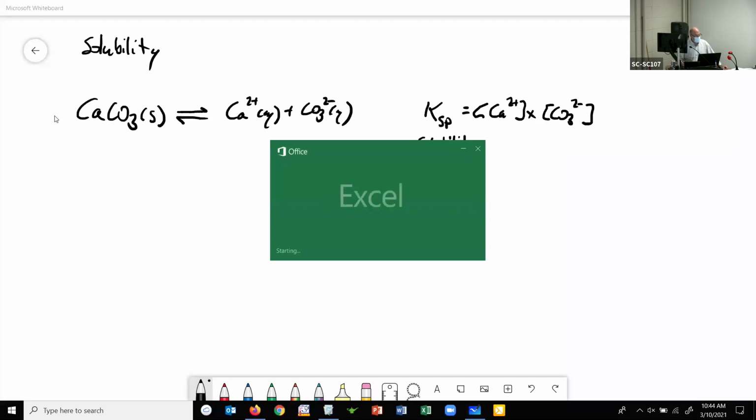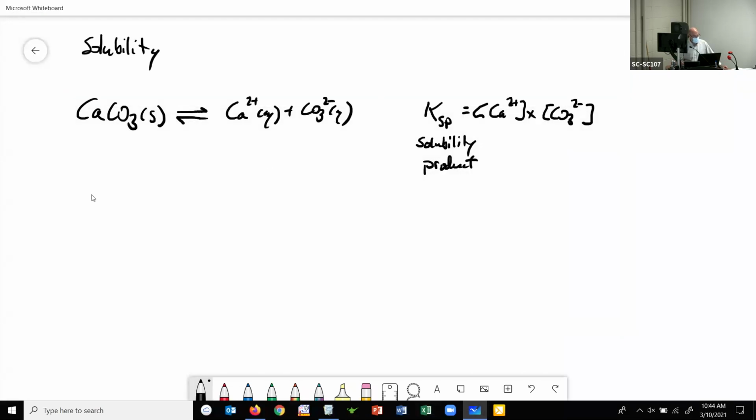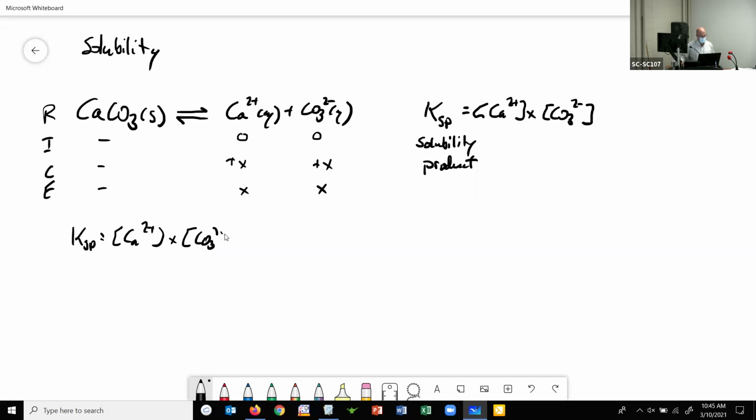We can set up a RICE table. We're not going to bother with the calcium carbonate, it's a solid, as long as it's present. We're going to assume that no ions dissolve initially, but that a small amount do over time. So our Ksp, which is the calcium ion concentration times the carbonate ion concentration, is X times X.